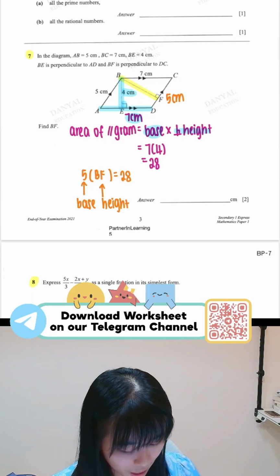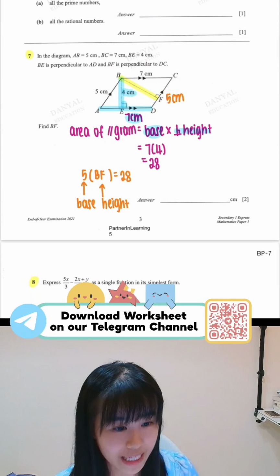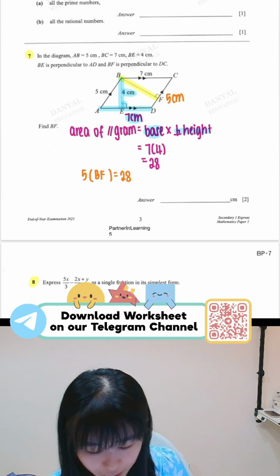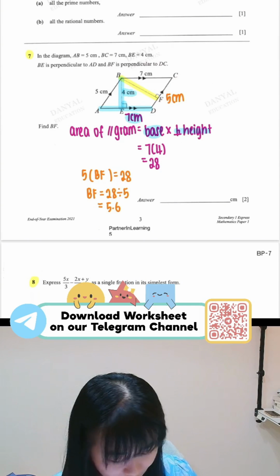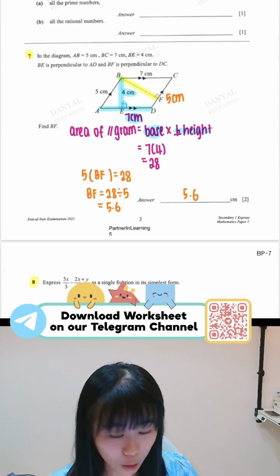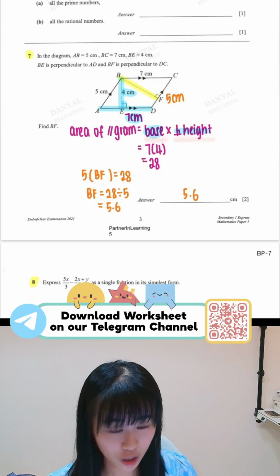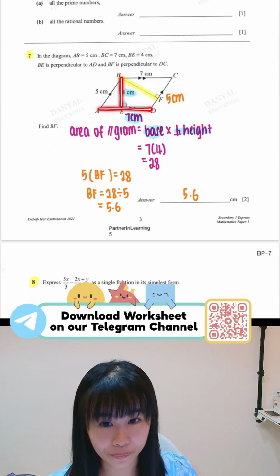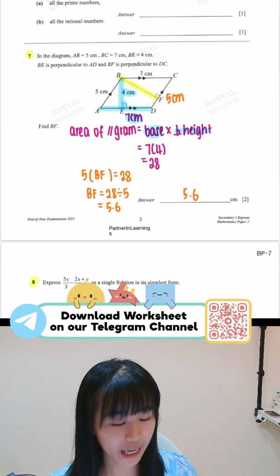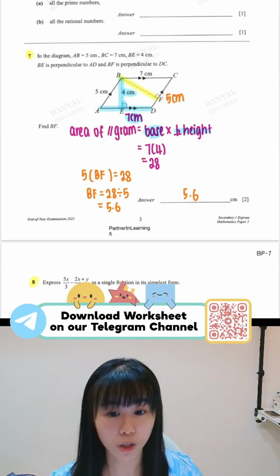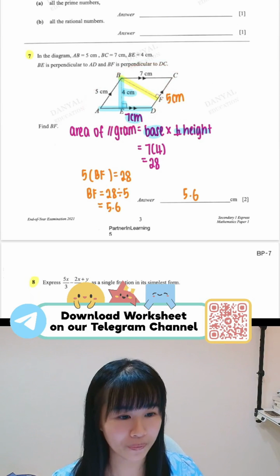So now, to find BF, I think it's quite straightforward. BF is 5.6. So what you learn here is that the base and the height can change. If this is your base, this is your height. If this is your base, this is your height. But even though your base and height can change, the area will not change because it comes from the same parallelogram.